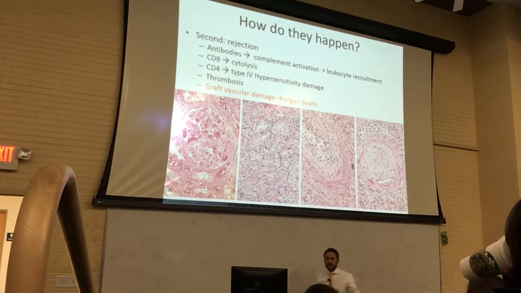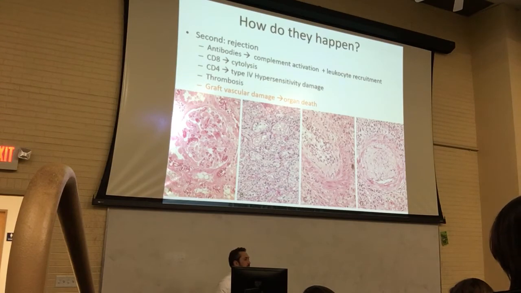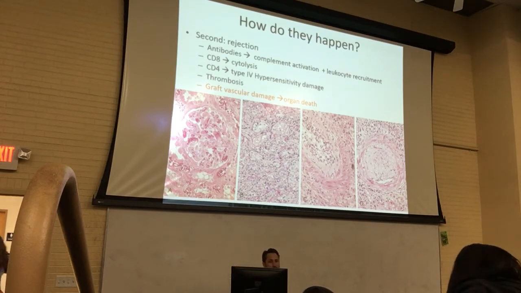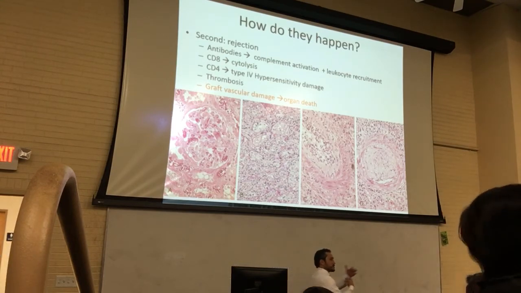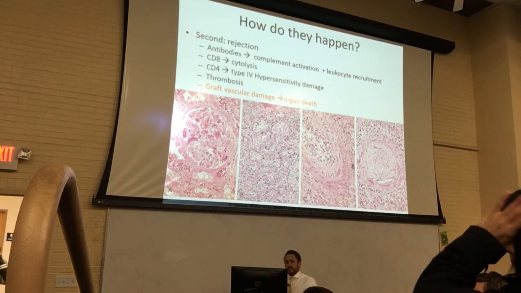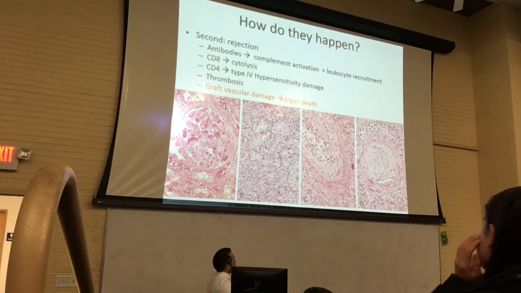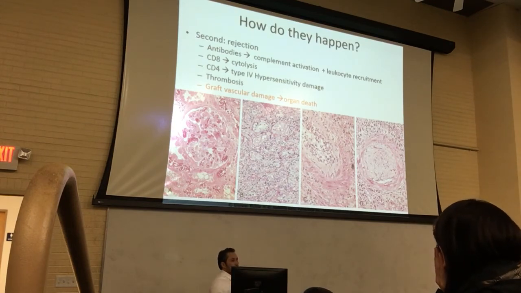Okay, type 4 type of rejection. So here we've got antibodies, complement activation, leukocyte recruitment. We're targeting tissue through CD8 pathways, and we're recruiting inflammatory mediators through CD4 pathways, and we basically get thrombosis of the vascular system in the kidney, as well as the destruction of kidney cells along the way.